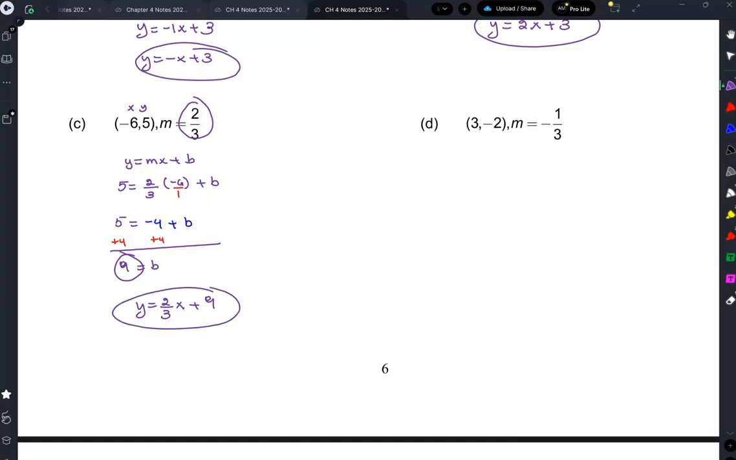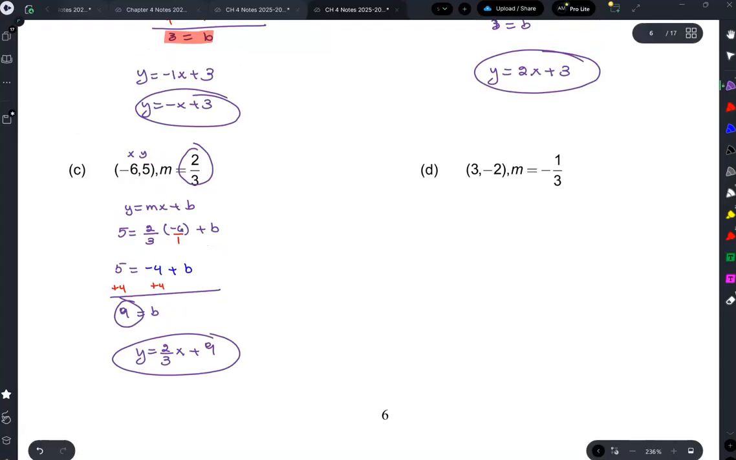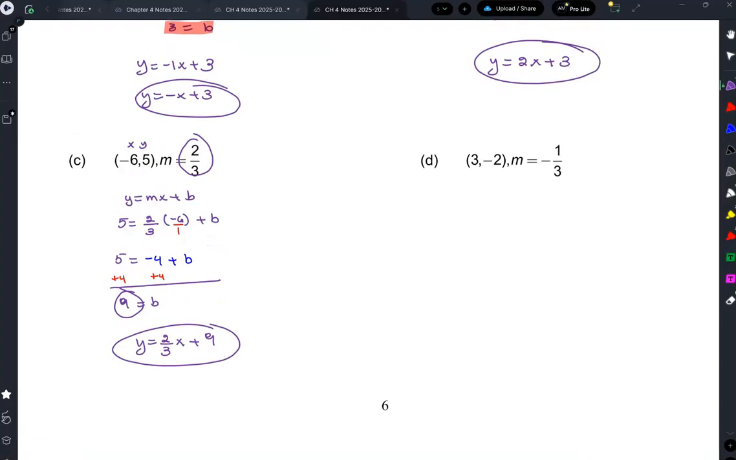Okay? Yep. Can you explain how you got negative 4? Yep. So this one is 2/3 times negative 6. One way you can do it is you can divide the negative 6 and the 3 by 3. So this you divide by 3, you get 1. You divide by 3, you get negative 2. And then 2 times negative 2 is negative 4.